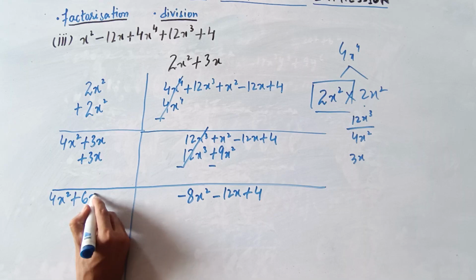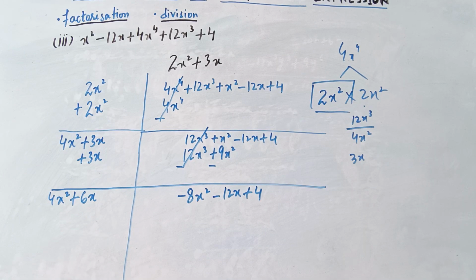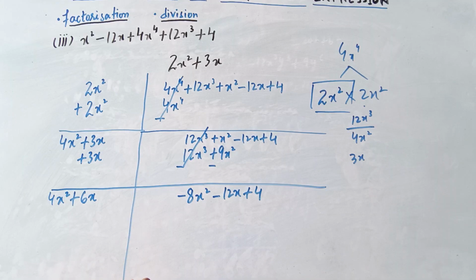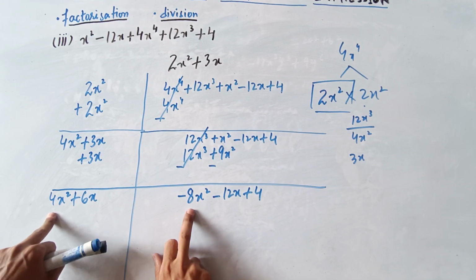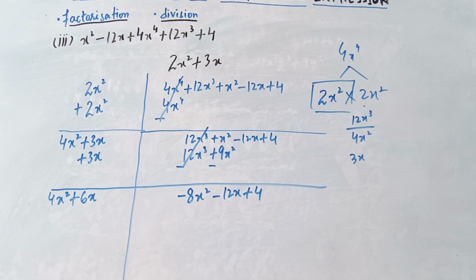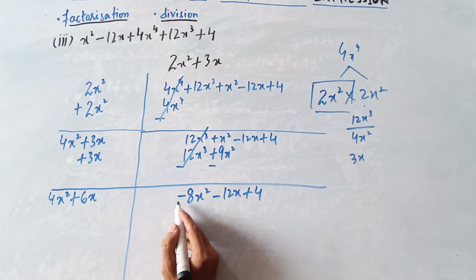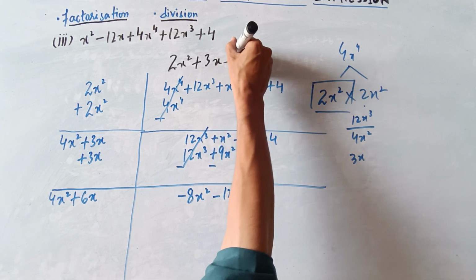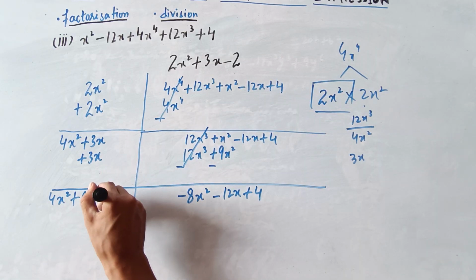plus 6x. Now again what you need to do, you need to divide your first term of dividend and divisor to get what you should write in the quotient. So it is written 8x square and it is written 4x square. So what should we write in the quotient? Yes, 8 upon 4 is 2, and the variables are same, but be careful with the sign. We should get minus 8 over here after multiplication, so we should write minus 2 over here, minus 2 over here as well.